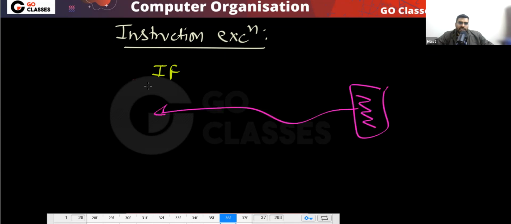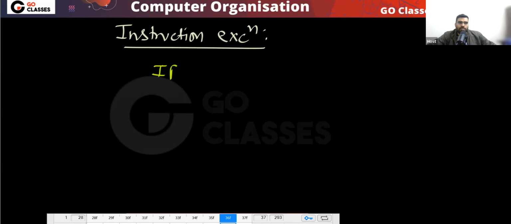So basically when an instruction execution is happening, first you will fetch the instruction from the instruction memory. Like this is your instruction memory. From the instruction memory you will fetch the instruction. Then after fetching the instruction, you will decode this instruction and you will read the registers.